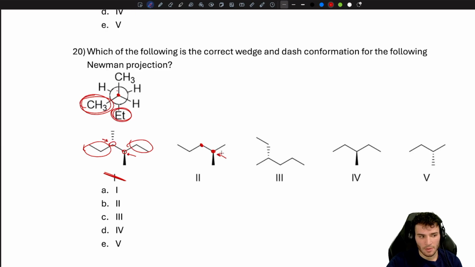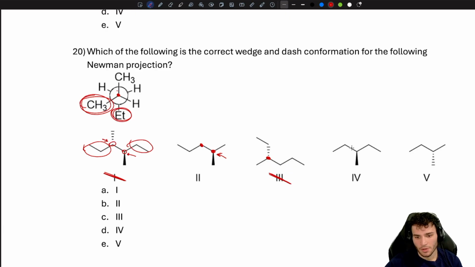So you could kind of be looking from this direction. That's definitely possible, right? On this direction, you have an ethyl. You would have to start naming from this direction. And this would be wrong, right? Because you don't have an ethyl on the front carbon. So this is a wrong structure.